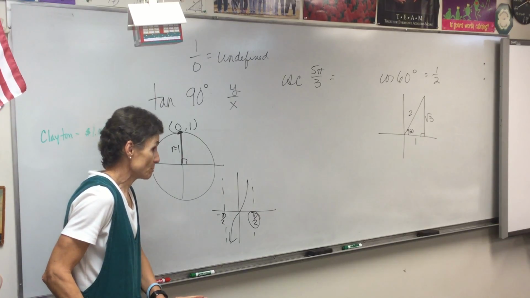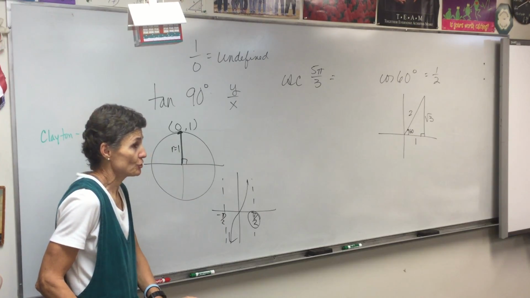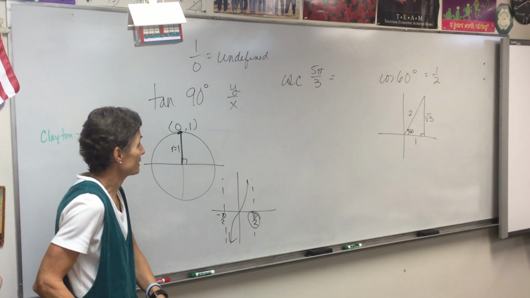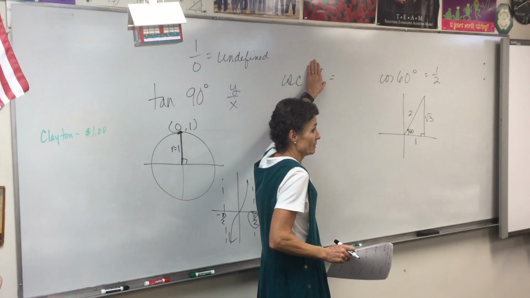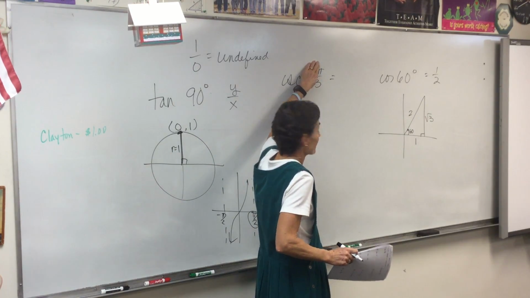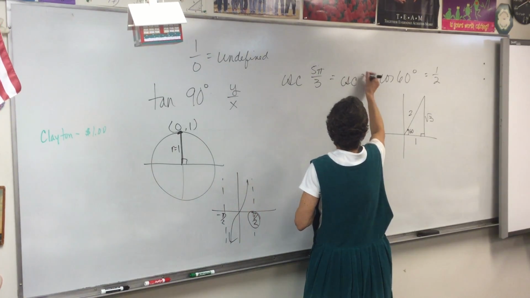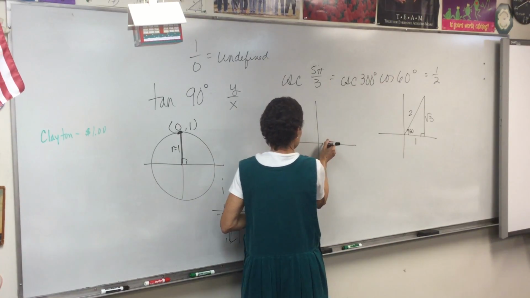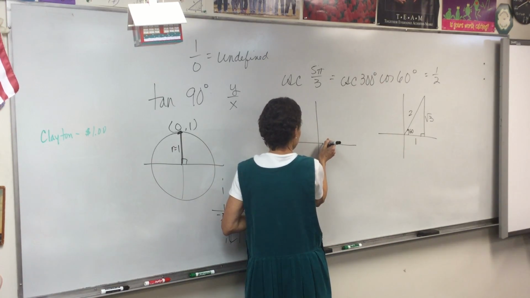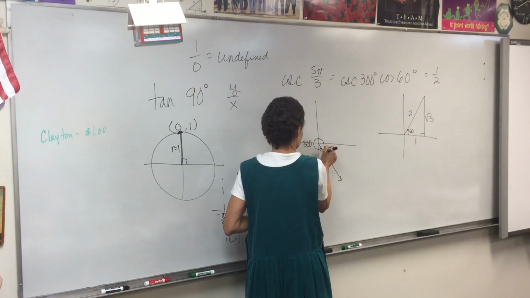Turn it into degrees, probably. I don't want you to think you have to do that, but it makes it easier for us at this point. So in degrees, that's 180, that's 60, times 5 is 300. So I'm finding the cosecant of 300. I'm going to draw 300 in standard position, and it's going to look like this. Would you agree with me? Yes.